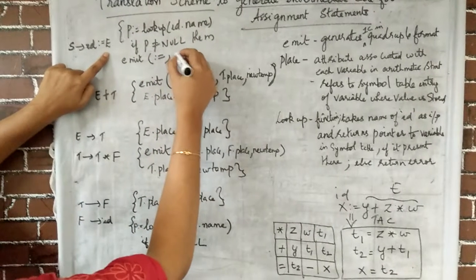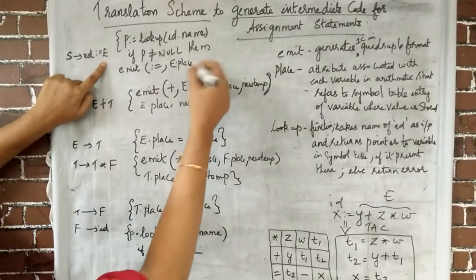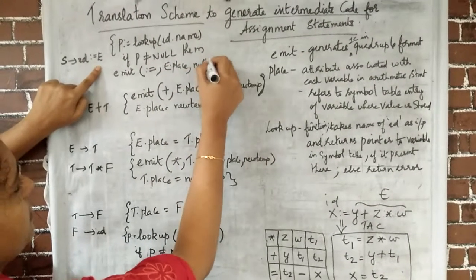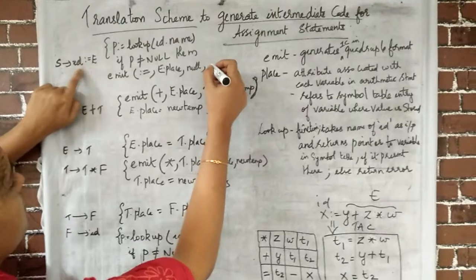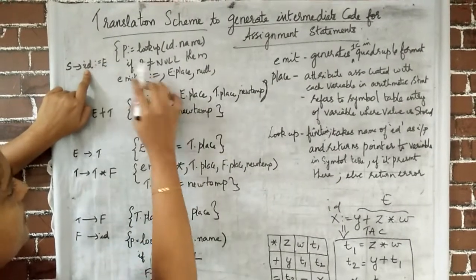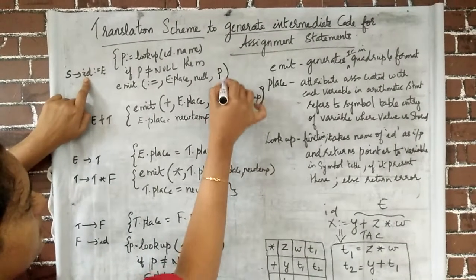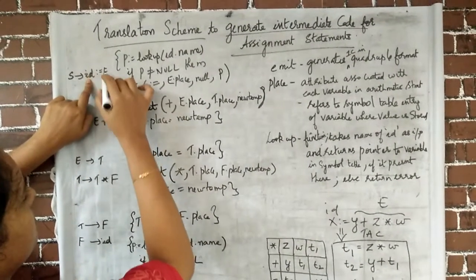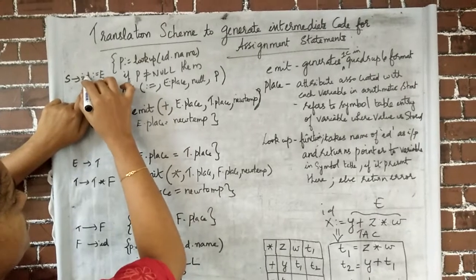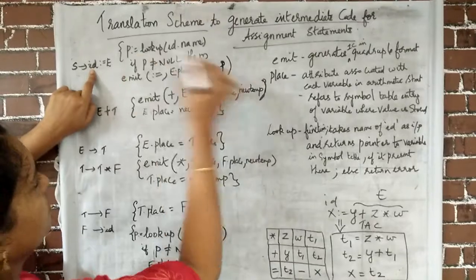First operand is the value of E, so E dot place. You don't have any second operand, so null. The result has to be given to your ID. ID means now the pointer to it is P, right? It has to be given to P. So it is the result, right? The value of this expression has to be assigned to this, so this is your resultant field. So it has to be given to P.